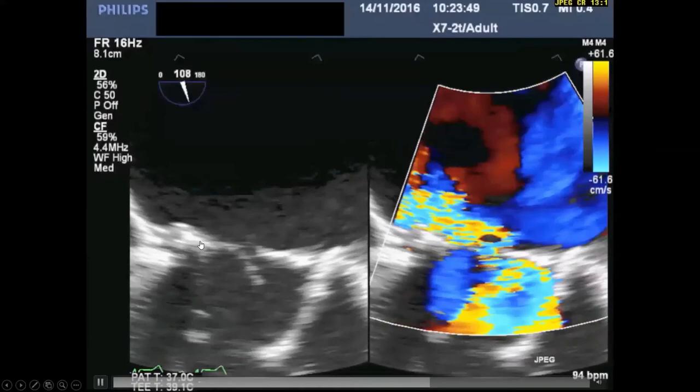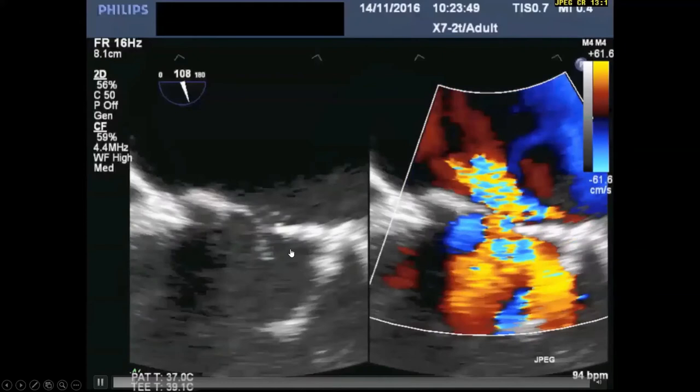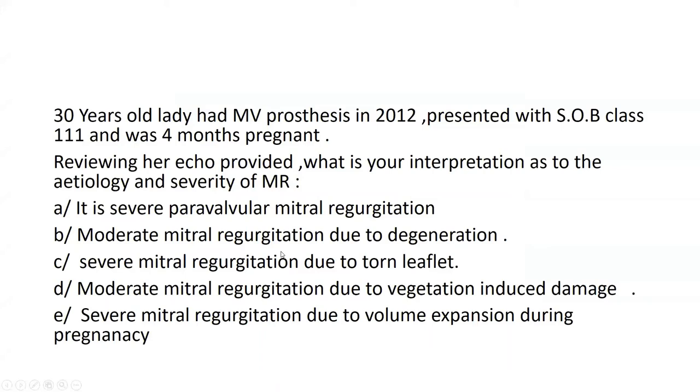We have a cusp that is flail, you see? And yes, we are seeing part of it here. So this is torn. The cusp is torn. And this is one of the manifestations of degeneration, by the way. Degeneration can come in different shapes and morphologies, one of which is the torn leaflet. So we're going to choose this one, C, severe mitral regurgitation due to torn leaflet. Okay, good.